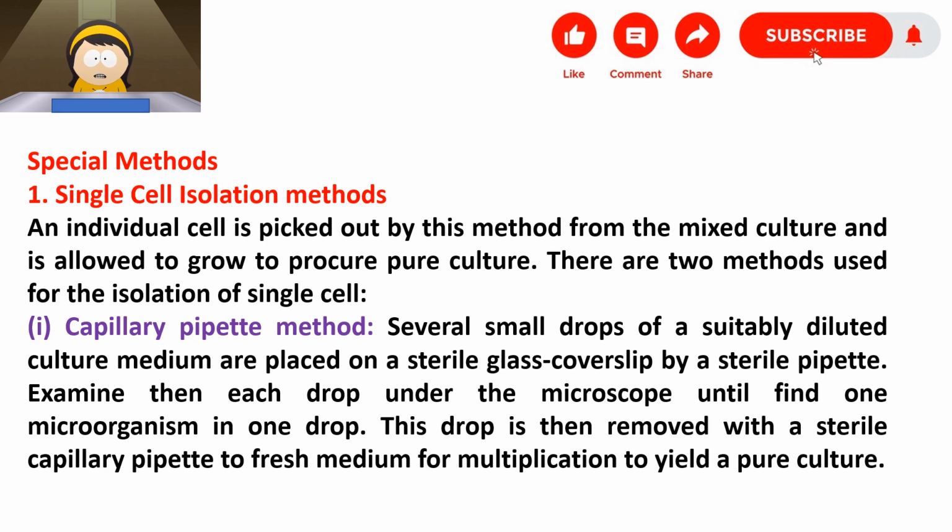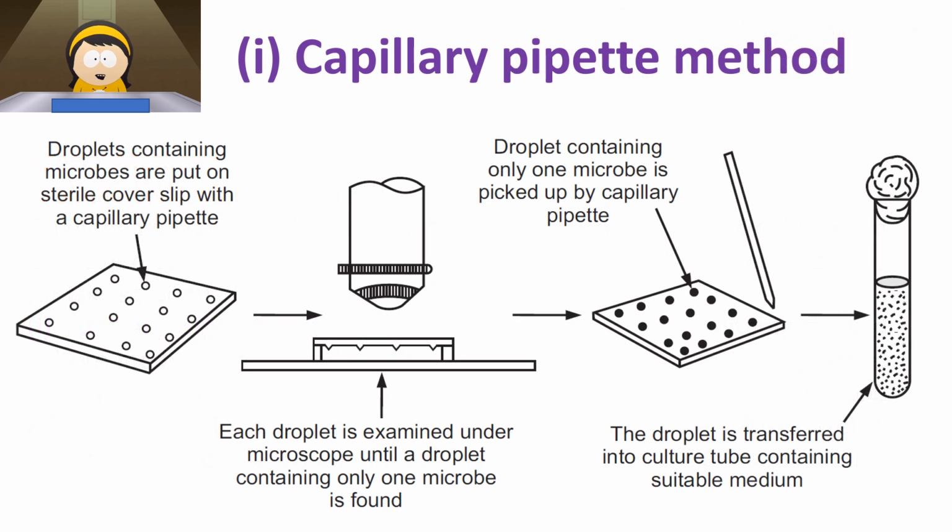I. Capillary pipette method. Several small drops of a suitably diluted culture medium are placed on a sterile glass coverslip by a sterile pipette. Each drop is then examined under the microscope until one microorganism is found in one drop. This drop is then removed with a sterile capillary pipette to fresh medium for multiplication to yield a pure culture. This image is showing the capillary pipette method. Very clear.